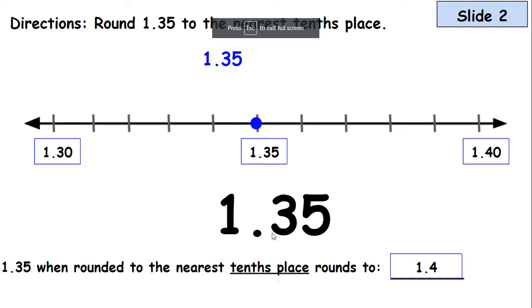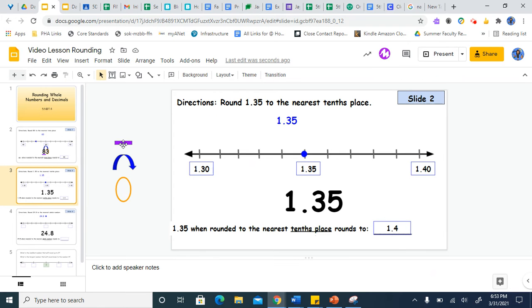Now let's try the procedural method. We can see that we're rounding 1 and 35 hundredths to the nearest tenths place. So what we're going to do is underline the 3 since it's in the tenths place.